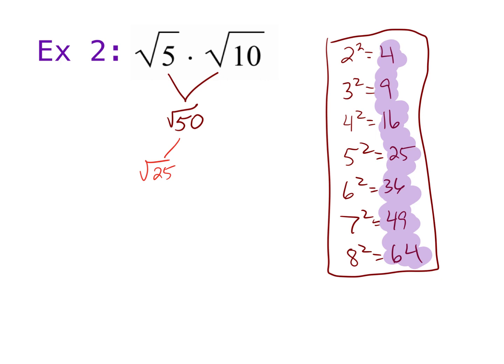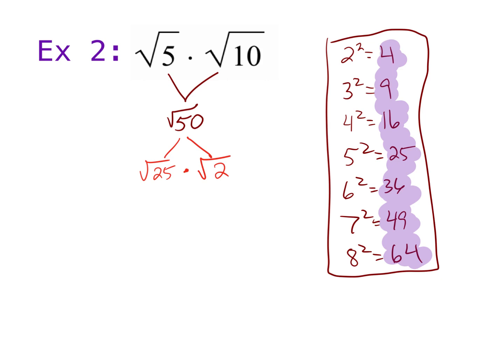Don't forget your square root symbol there. And 50 divided by 25 is how much? 2. So square root 2. And remember, those are multiplying times each other. Okay, I just broke it out. Square root 25 times square root 2. Everybody tracking so far? Questions?